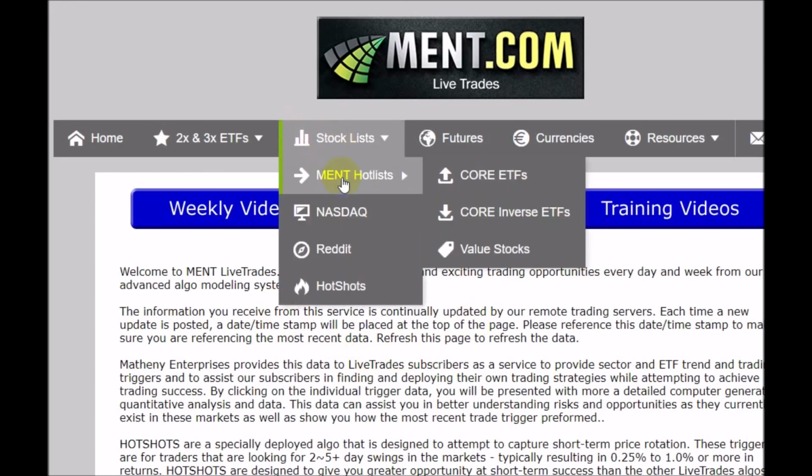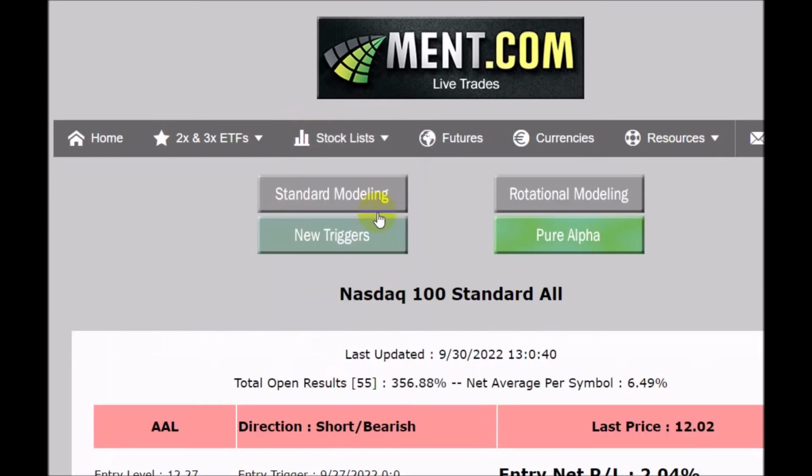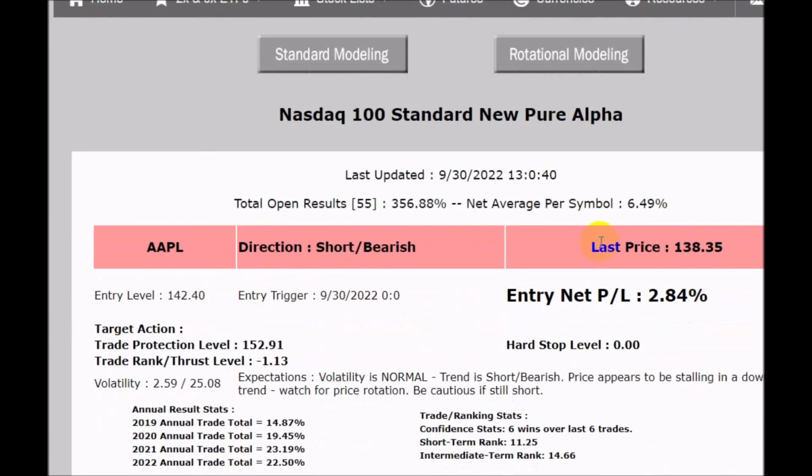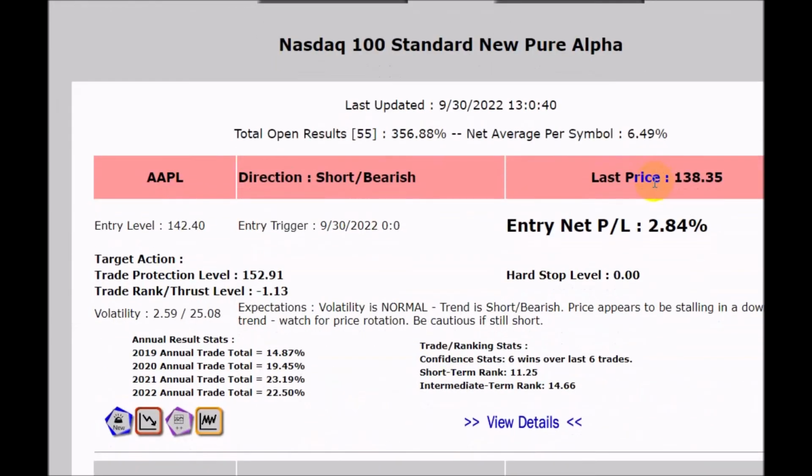So if you really love trading and you want to get in and trade swing trades, stick with the pure alpha trades and then come in here and you can take a look at some trades. I've gone through this so many times over the last week, but here's a brand new trade in Apple. It's a short trade. Entry price is 142.40. We've got 2.84% profit in the trade right now. Ranking is fairly solid. That means we've got about 11 to 15% volatility in the market in Apple.